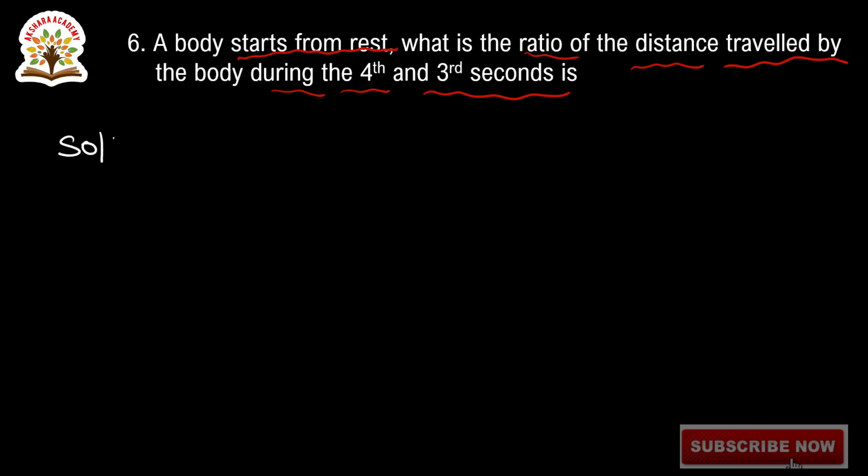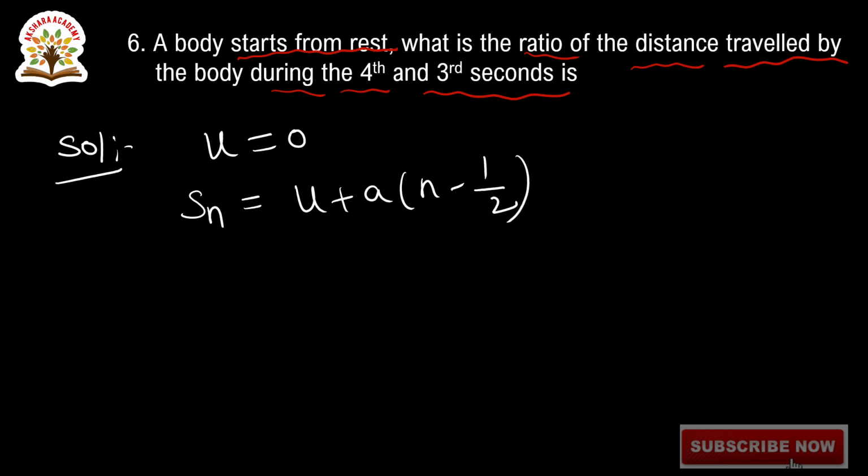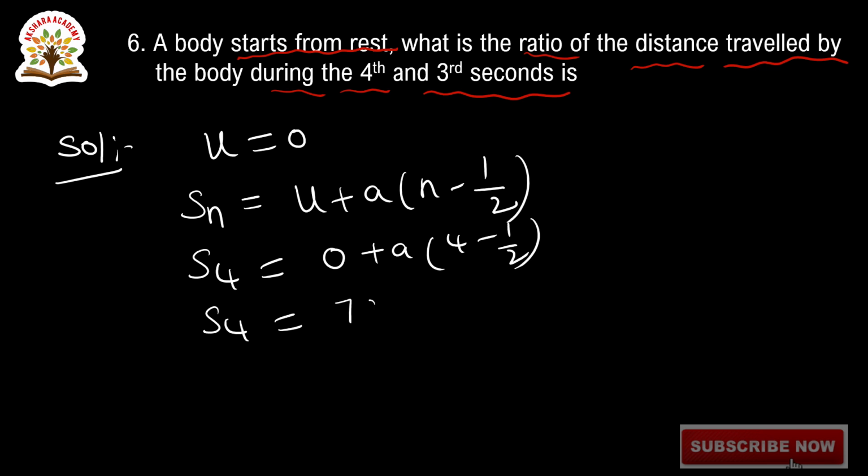First we write, a body starts from rest, that is u is equal to 0. Here fourth second and third second. We are using the formula for nth second: Sn is equal to u plus a of n minus 1 by 2. Now we will calculate the distance travelled by the body during the fourth second. S4 is equal to, in the place of u 0 and in the place of n 4, 4 minus 1 by 2. So S4 is equal to 0 plus a, taking LCM 2, 4 is 8, 8 minus 1 is 7, so 7a by 2.